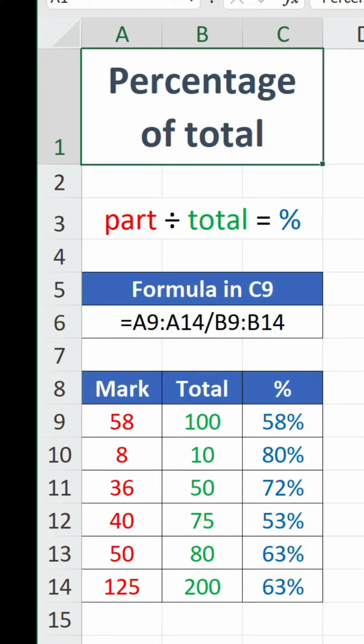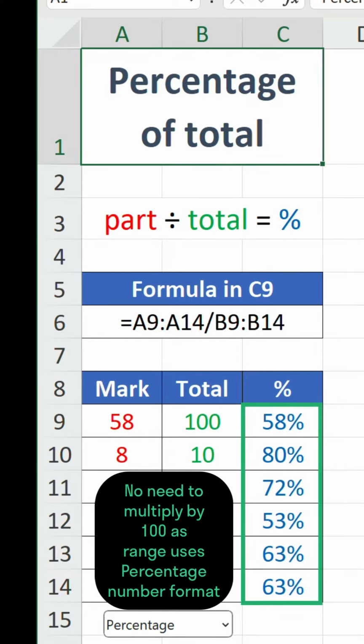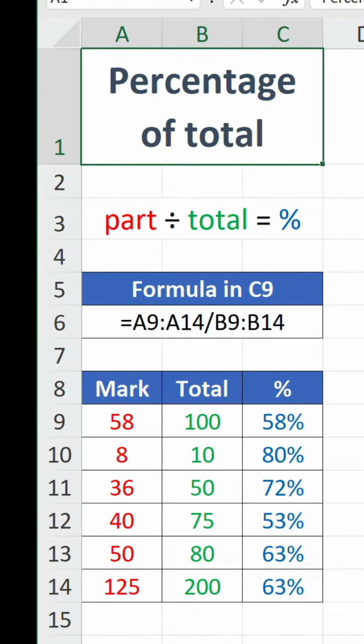So, do you know your percentages? Let's have a look at 4 ways. To find the percentage of a total, divide the part by the total. For example, 58 divided by 100 is 58%, 8 divided by 10 is 80%.